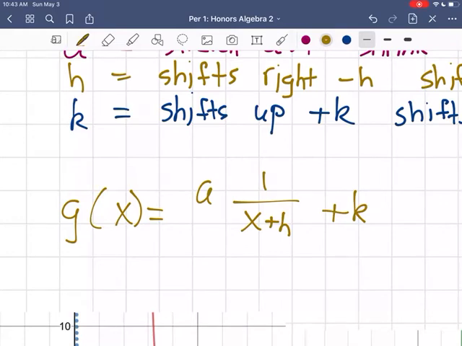But let's simplify this a little bit further now. This a is really just a over 1, and so we can multiply these two fractions. 1 times x plus h is simply going to be x plus h on the bottom still, and then a times 1 up top is just going to be a. We can't really simplify this plus k any further. That's just going to stay there on the outside. But now you can see that this is actually what our rational functions kind of look like.